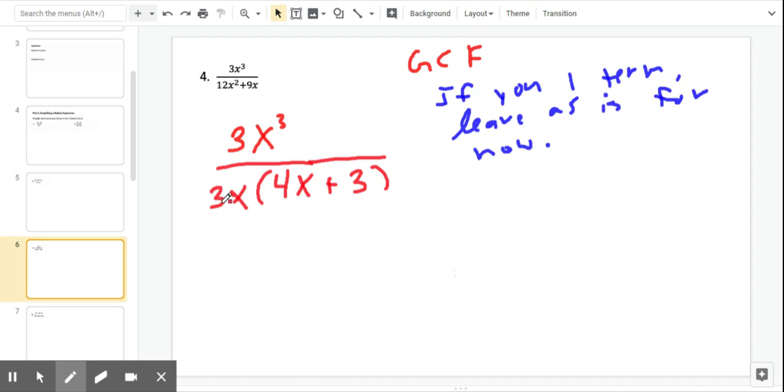So something interesting happens here. Clearly, this is clear to me. We have a 3, we have a 3. That's a common factor, right? So those can cancel each other out.